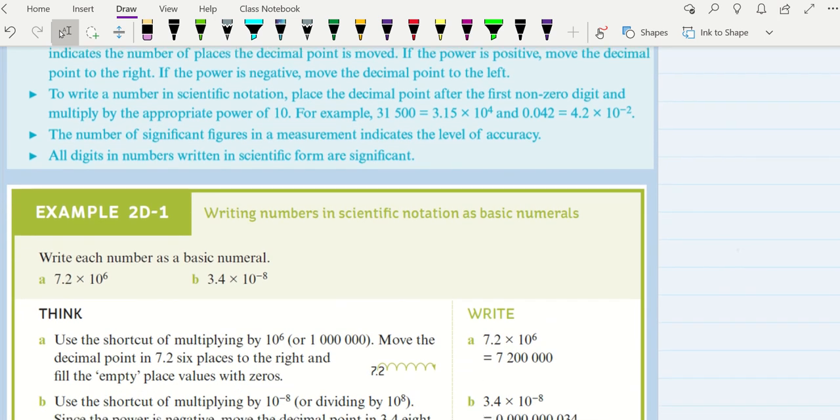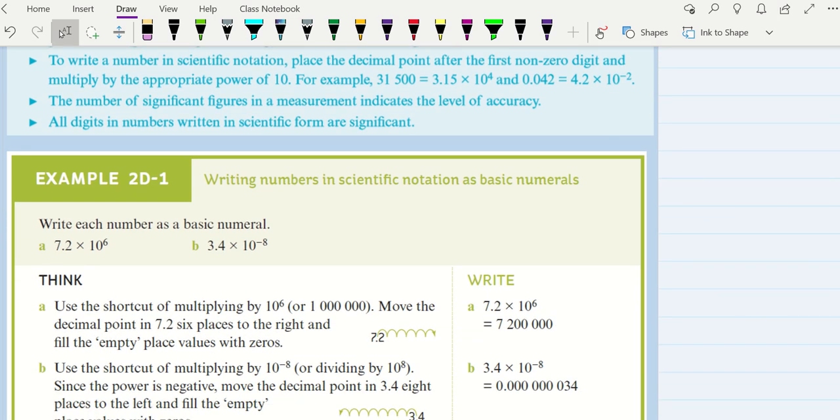To write a number in scientific notation, place the decimal point after the first non-zero digit and multiply it by the appropriate power of 10. So for example, 31,500 becomes 3.15 times 10 to the power of 4. I'm just going 1, 2, 3, 4. So that's how I get that. Or 0.42 becomes 4.2 times 10 to the power of negative 2, because I'm moving right.